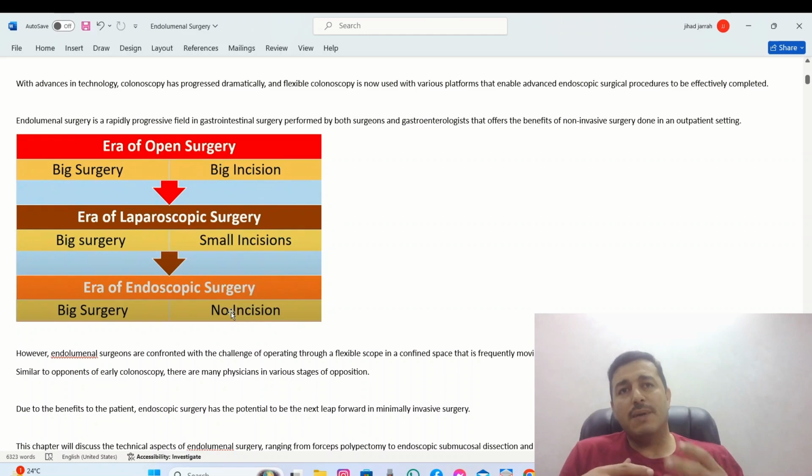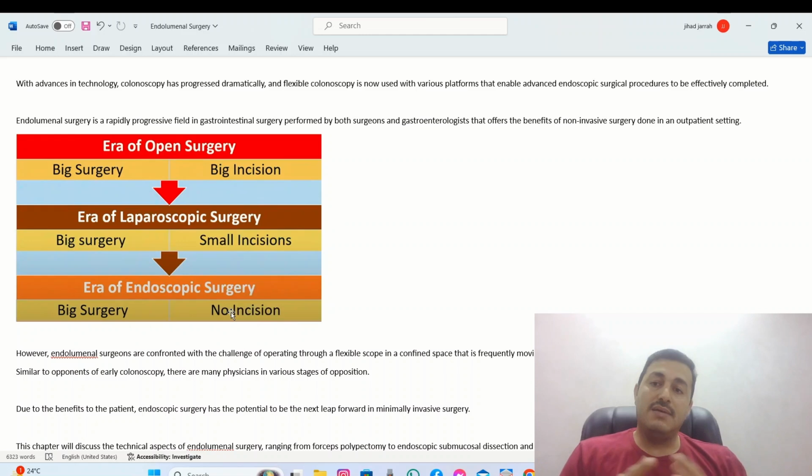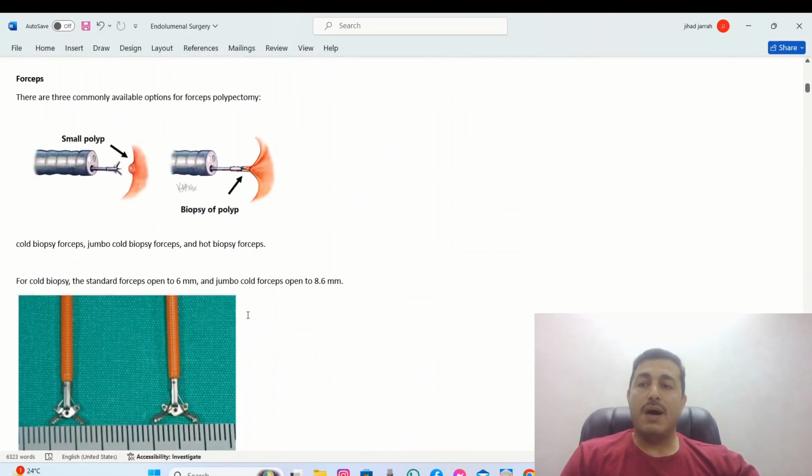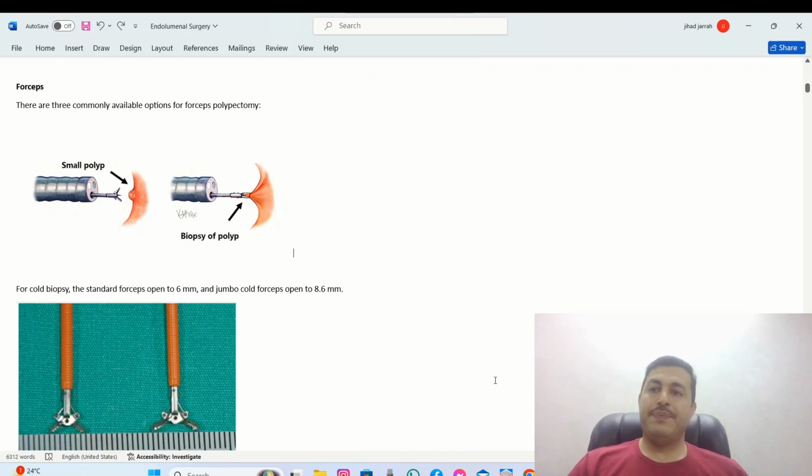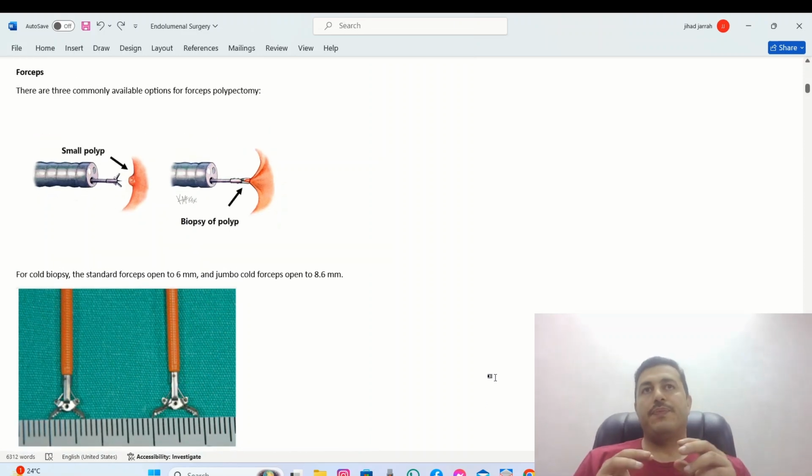Okay, let's talk about some instruments. What do we need to proceed in endoscopic surgery, simply and briefly? And first of all, let's talk about the forceps. Forceps that we may use through the endoscope during endoluminal surgery are classified into three types. We have cold classic, cold jumbo, and hot forceps or hot biopsy forceps.